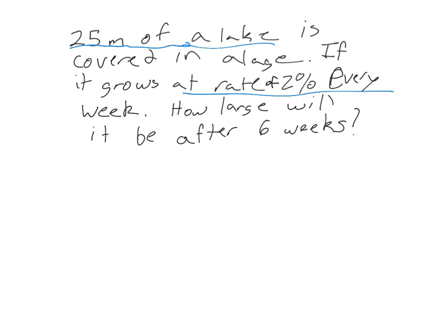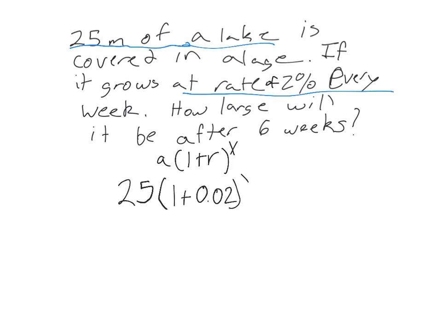Okay, so because I see a growth at 2%, that tells me it's an exponential equation. And so I have the exponential 25, right? So I want to use a times 1 plus r to the x, where 25 is my a, 1 plus, now 2%, I write as a decimal, so I write 0.02, to the x. Okay? And so that's my equation, and now I can use that to answer my second question.